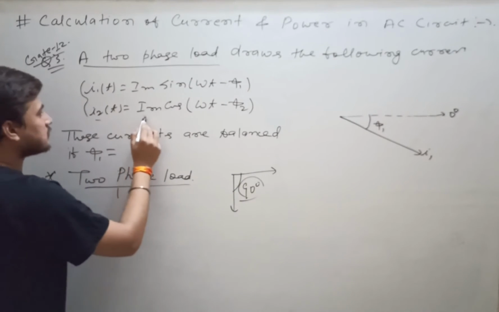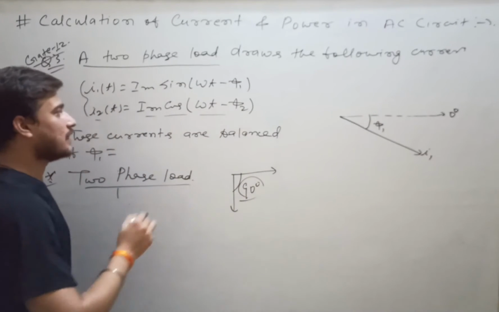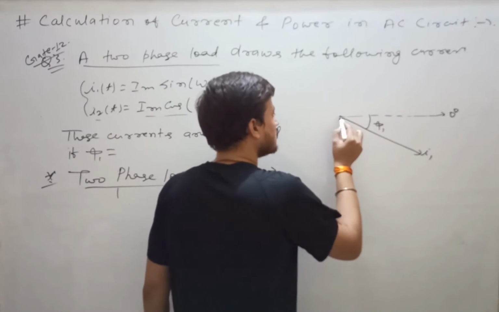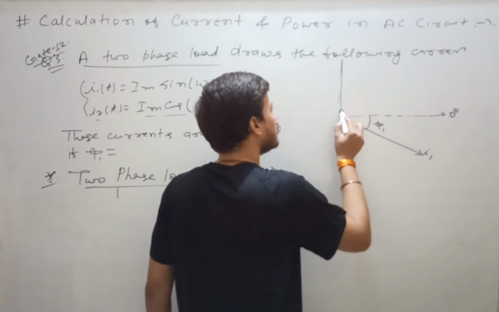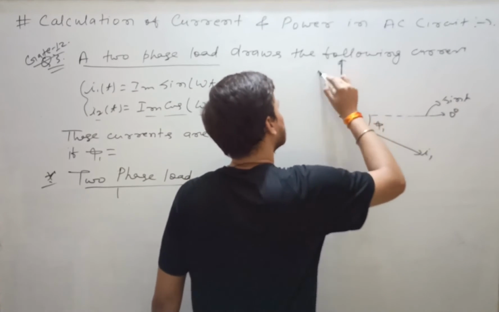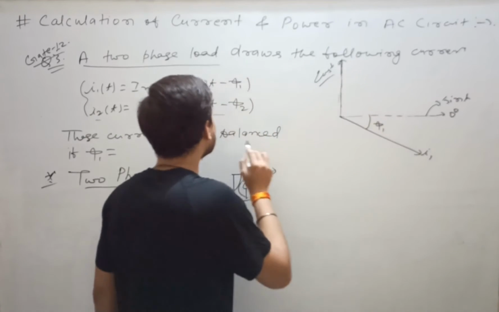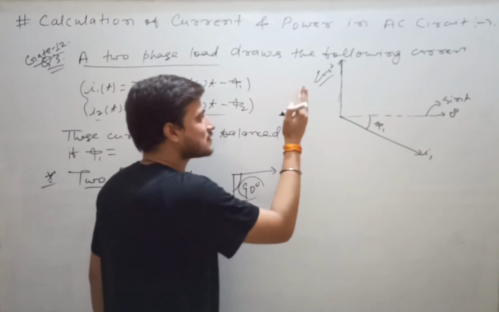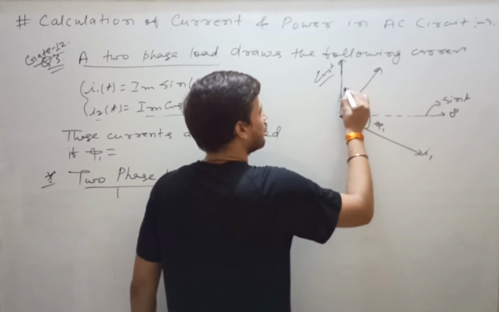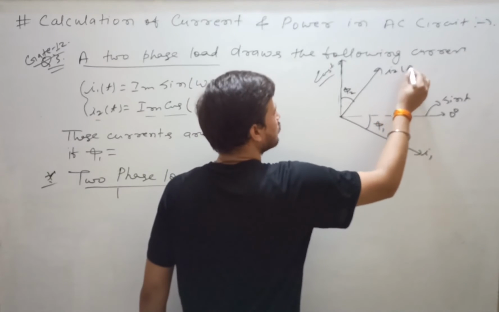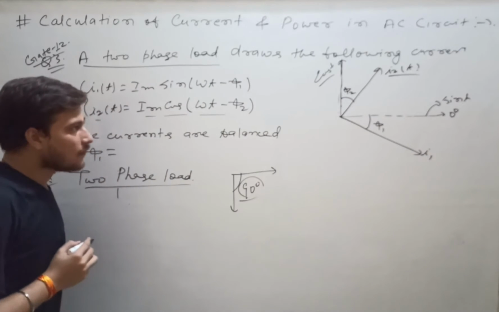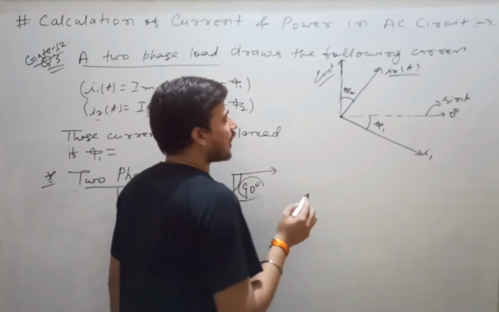I2(t) is Im cos(omega t minus phi2). Cos means you will have to go on the vertical axis. This is the axis of sin t, and this is the axis of cos t. So cos(omega t minus phi2). Again minus means clockwise direction, so here it will be minus phi2. Here it is I2(t). Clear? So now what is the angle between I1 and I2 here?